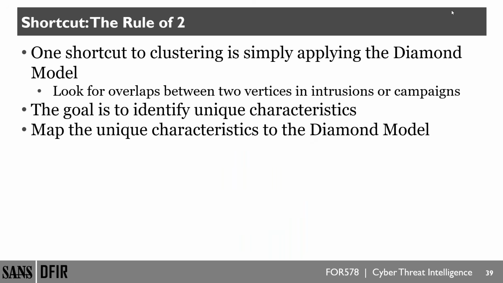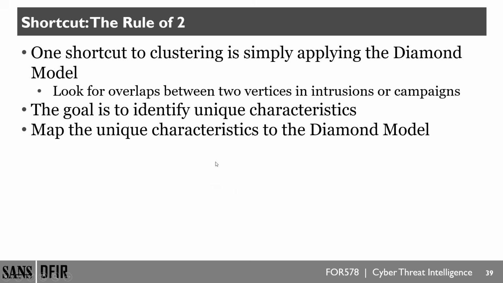So luckily there's a shortcut you can use called the rule of 2, to use the diamond model to create these different activity groups. The idea here is, remember back in that processing and exploitation phase, we kind of broke down the information and data we had. Maybe you use a diamond model and you say, okay, every intrusion we have, we're going to break it out into those 4 vertices and list what we know for infrastructure, for victim, for adversary, for capability. What you can do here with something like the rule of 2 is then use that bucketed data, start to bring it together, start to look for overlaps between those different vertices of the diamond model.